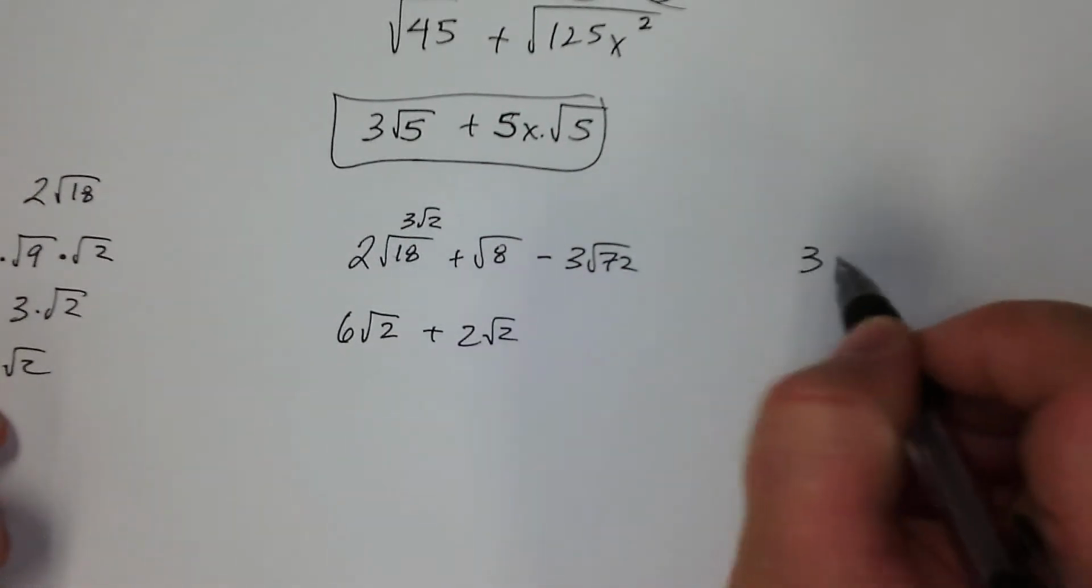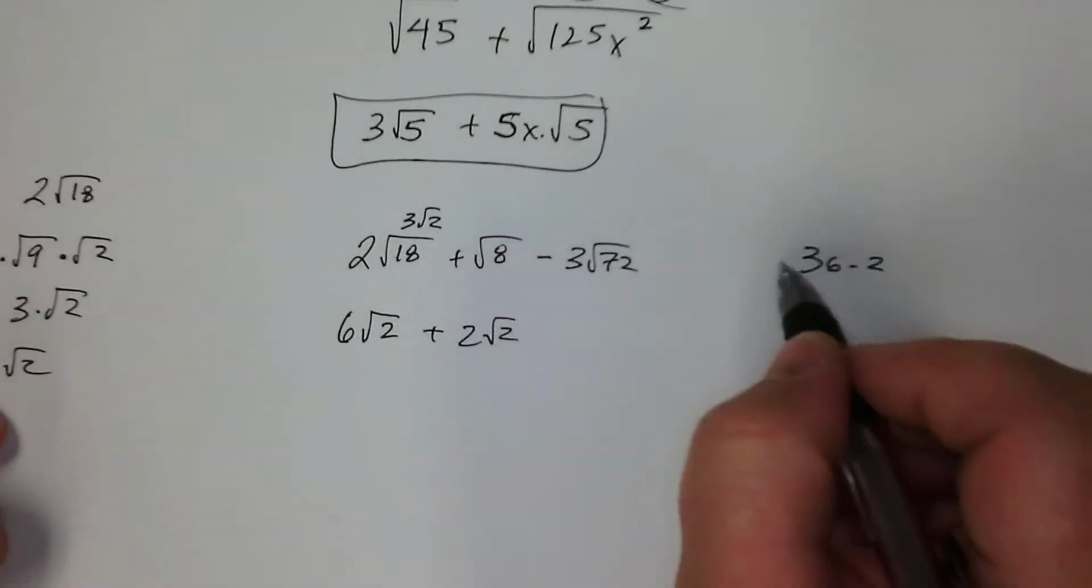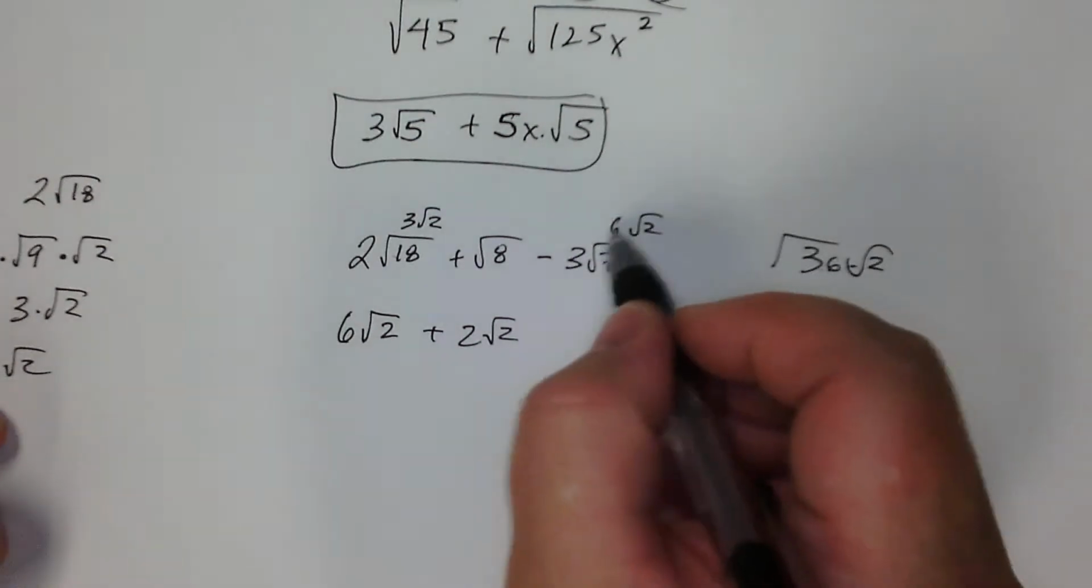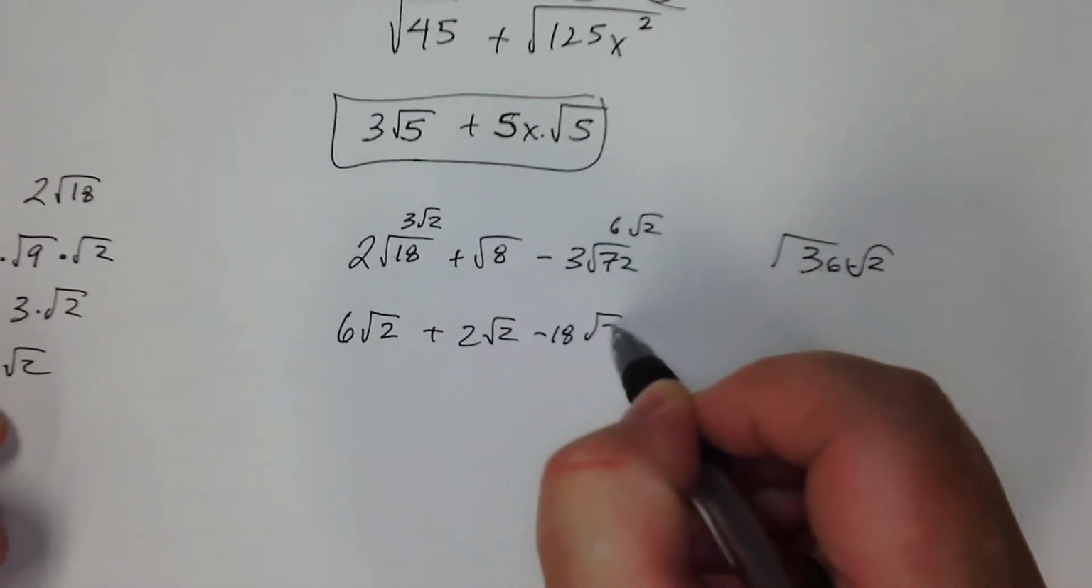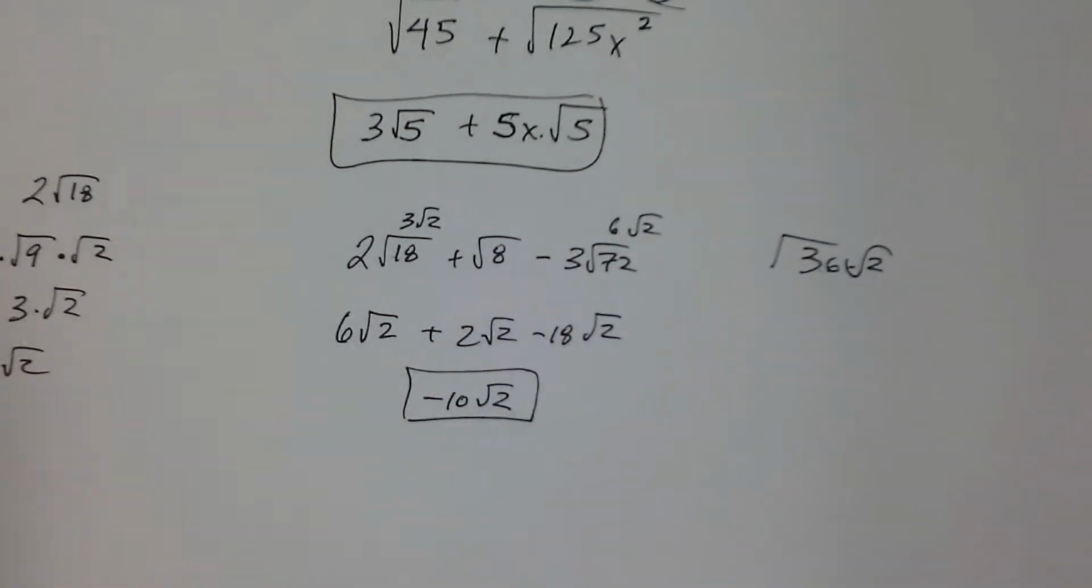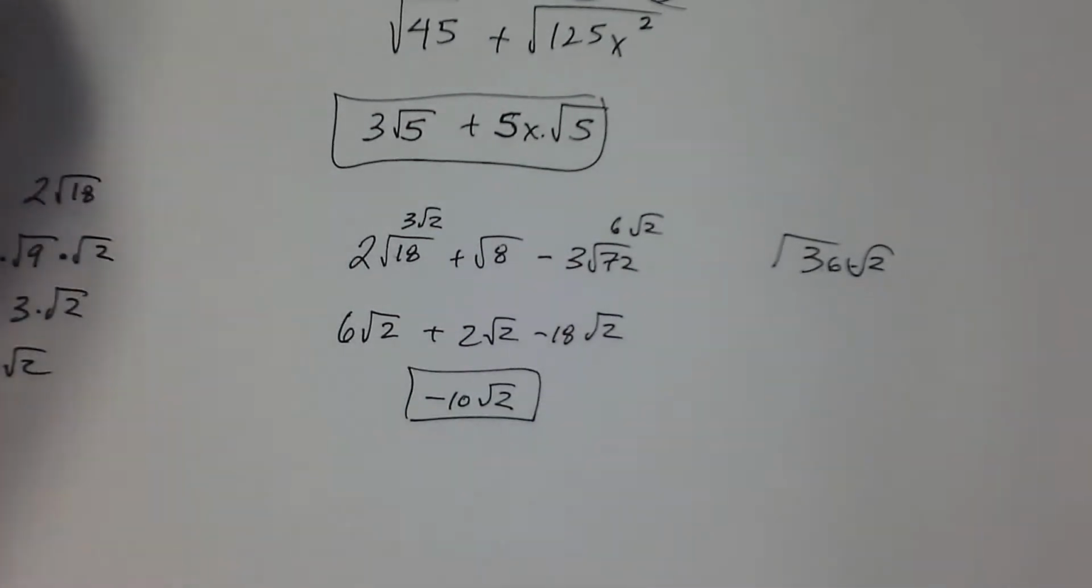And then 36 times 2 is 72. The square root of 36 is 6. You see? 6 times 3 is 18. So this is going to be negative 10 times the square root of 2. Just combine like terms. That's 8 minus 18 is negative 10. Okay, next up, Buttercup.